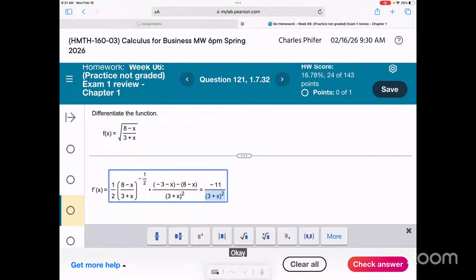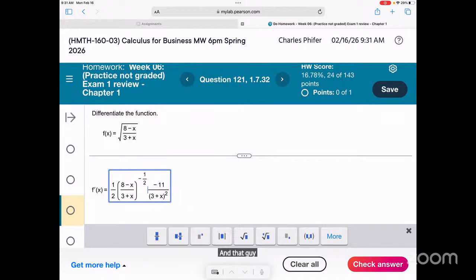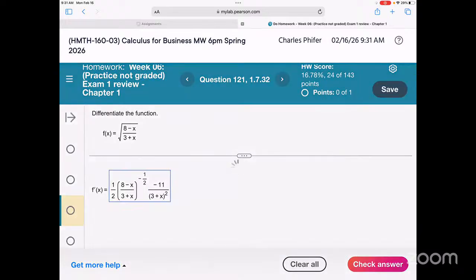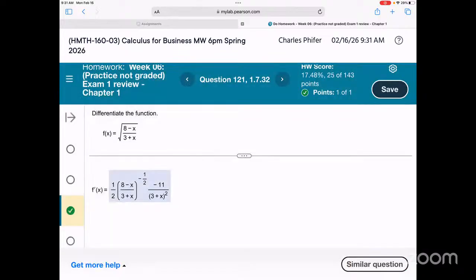Okay, so I think that's the derivative of the inside. So what I'm going to do is get rid of my notes, the extra parts. That goes and that's gone, and that guy persists. We could write that as a negative 11 over 2. Yeah, I'm going to just go with it. Okay, we can do 120.